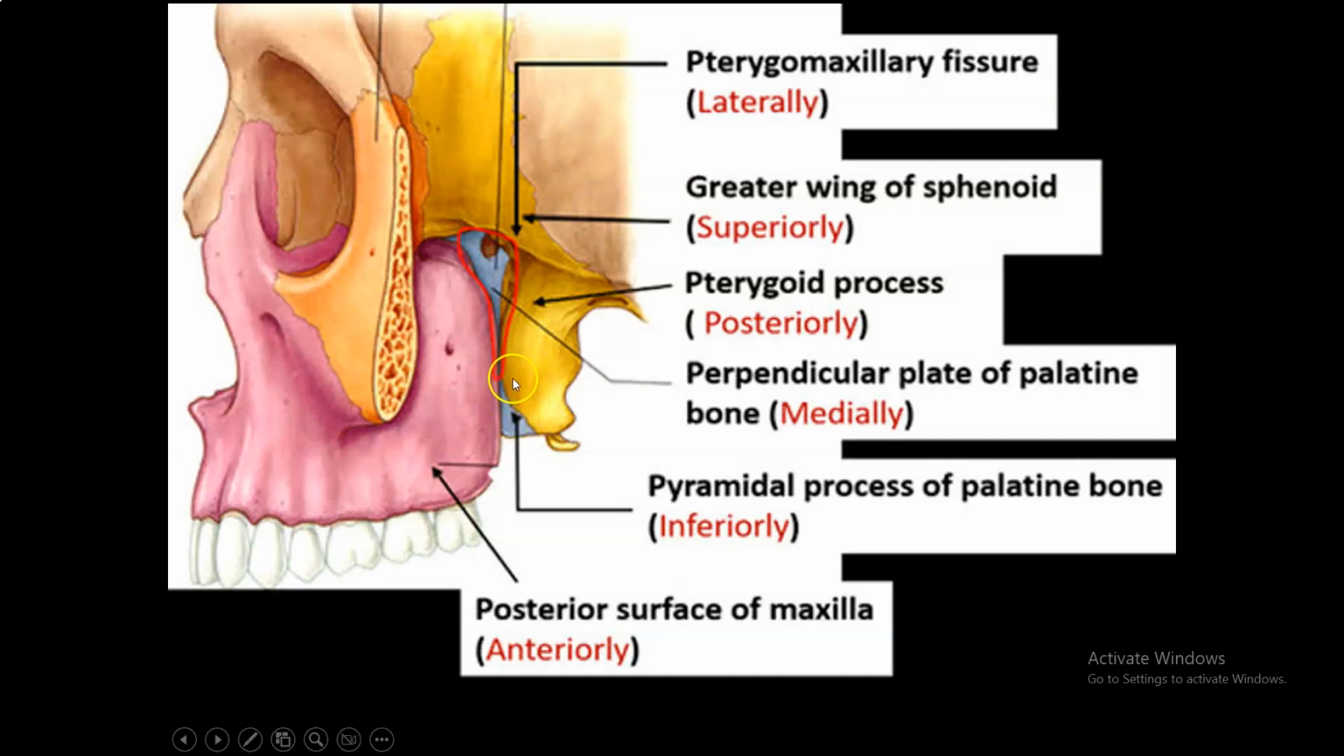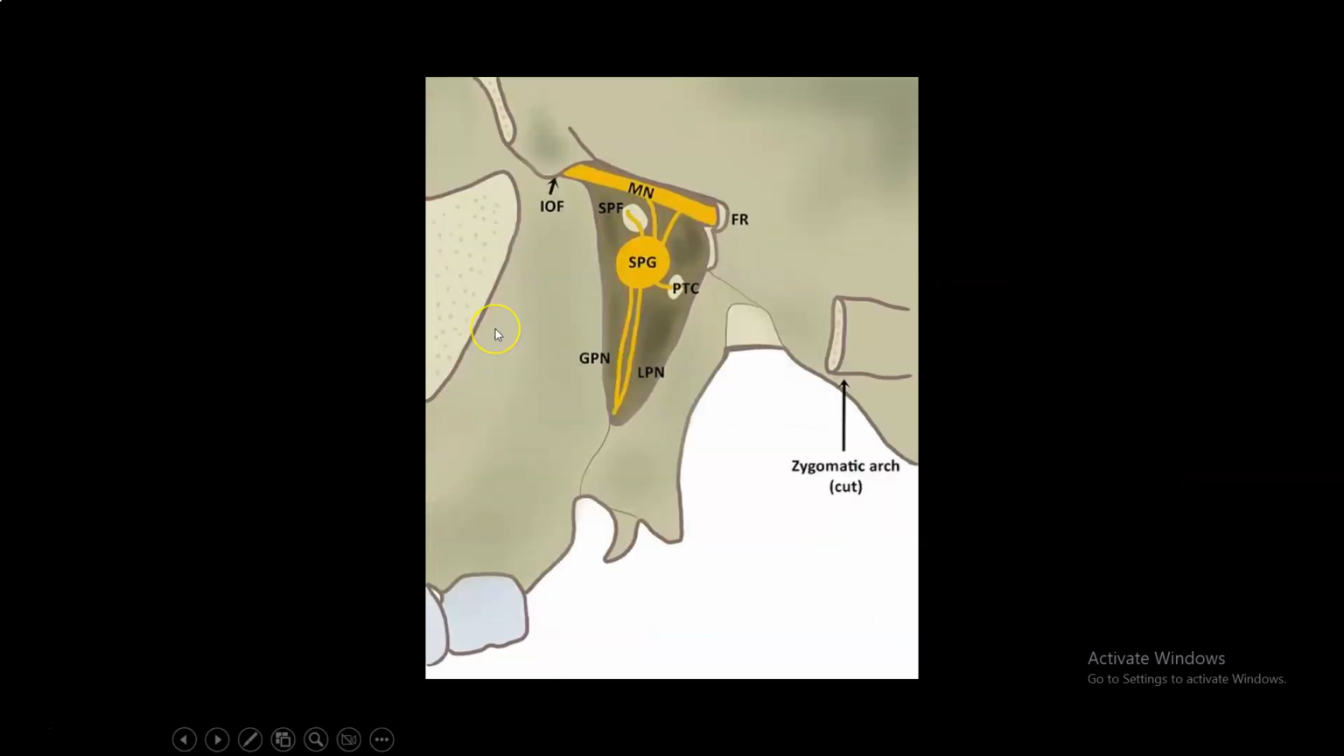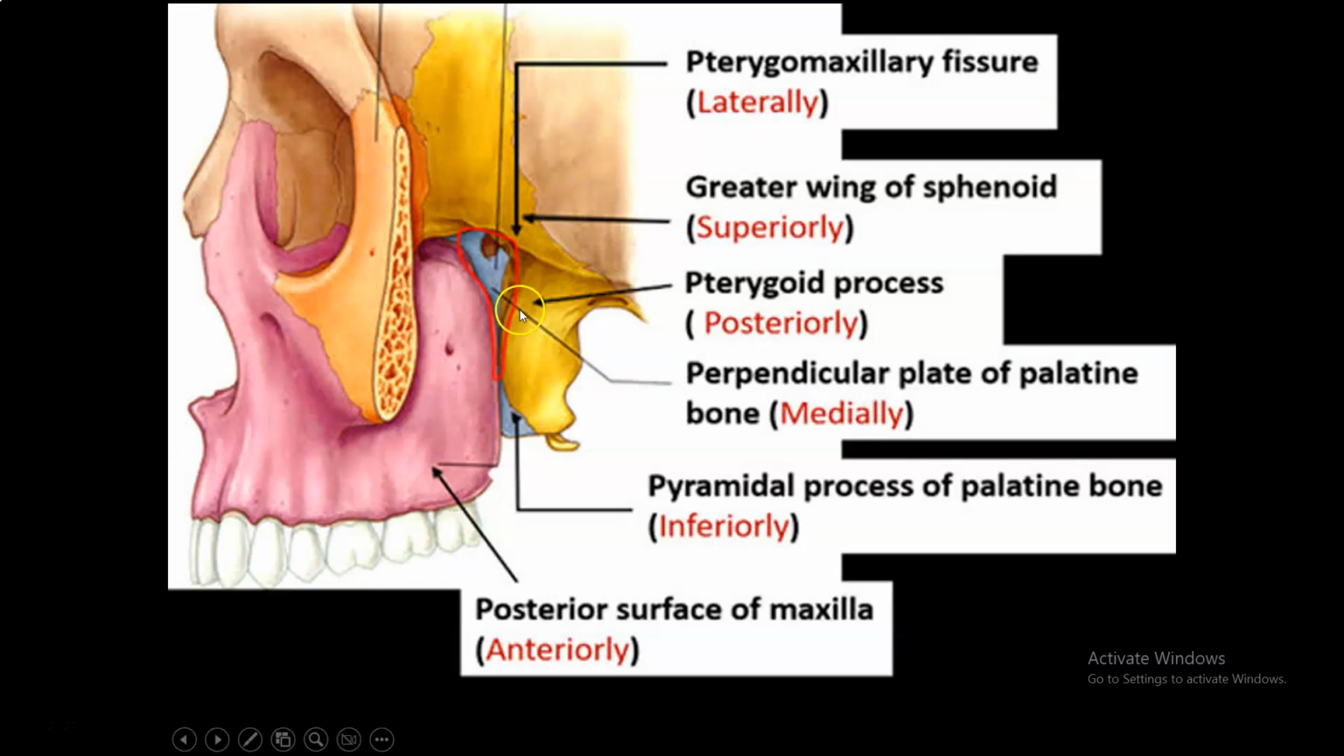So again, anteriorly the maxilla, posteriorly the pterygoid plate, superiorly the greater wing of the sphenoid, medially the perpendicular plate of the palatine bone, and the floor the pyramidal process of the palatine bone. It looks like a pyramid. These are the boundaries of the pterygopalatine fossa.